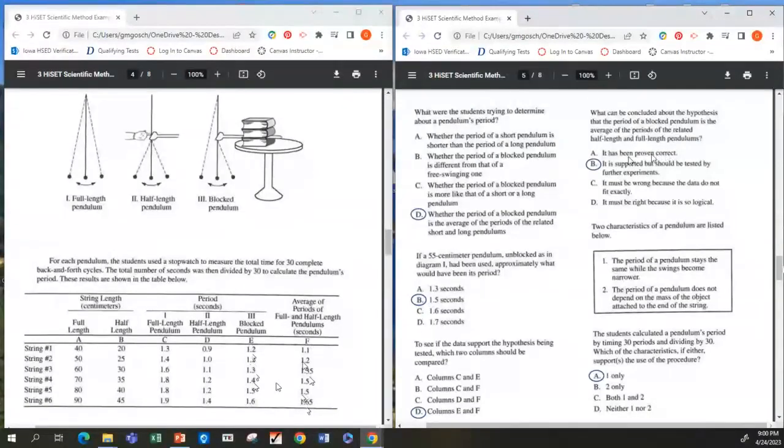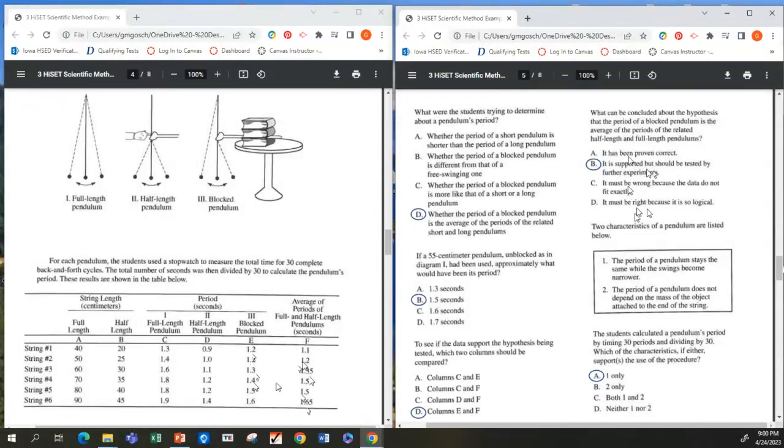Okay, it has been proven correct. Again, heads up, we don't prove anything. We either support or don't support the hypothesis. It is supported, but should be tested by further experiments. That is our answer, but I'm going to go on and talk about the others. It must be wrong because the data do not support it or fit it exactly. Again, there's going to be human error and just experimental error. You're never going to get an exact thing there, so don't always look for an exact match of the data.